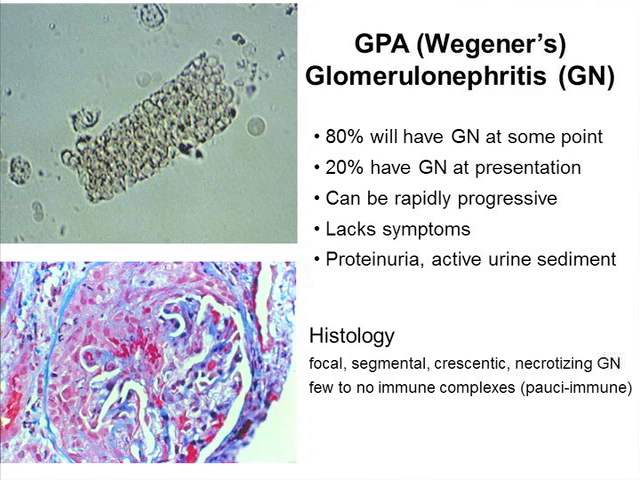Often confounding the diagnostic assessment is that only about 20% will have active renal disease at the time that they present to medical attention. This is concerning because it can be rapidly progressive, it is typically asymptomatic, and is detected by our vigilance to examine the urine sediment for evidence of proteinuria and features of activity such as dysmorphic red blood cells, and, as is seen here, the red cell cast. Histologically, this is a focal, segmental, crescentic, necrotizing glomerulonephritis that has few to no immune complexes, or so-called pauci-immune glomerulonephritis.